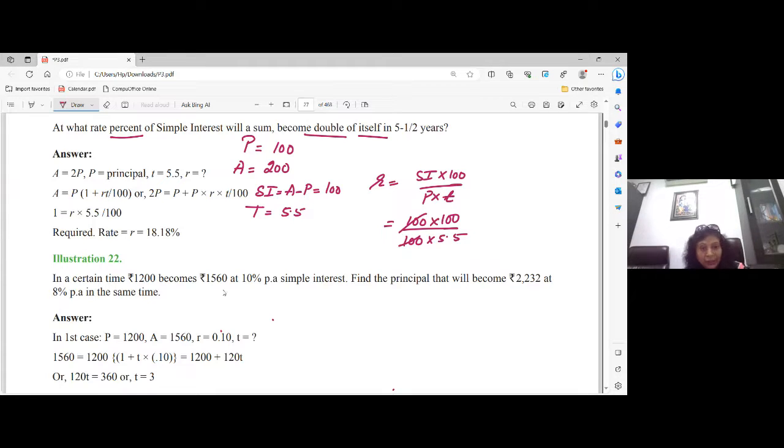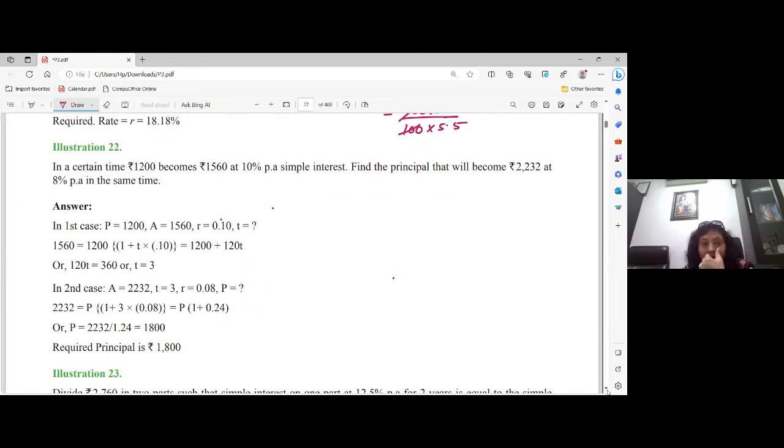Okay, so this is your answer. Now the next question says, in a certain time, 1200 becomes 1560 at 10% simple interest. So 1200 is principal, 1560 is amount and rate of interest is 10%. So simple interest becomes amount minus principal, that is 360. So we'll find out this time period.